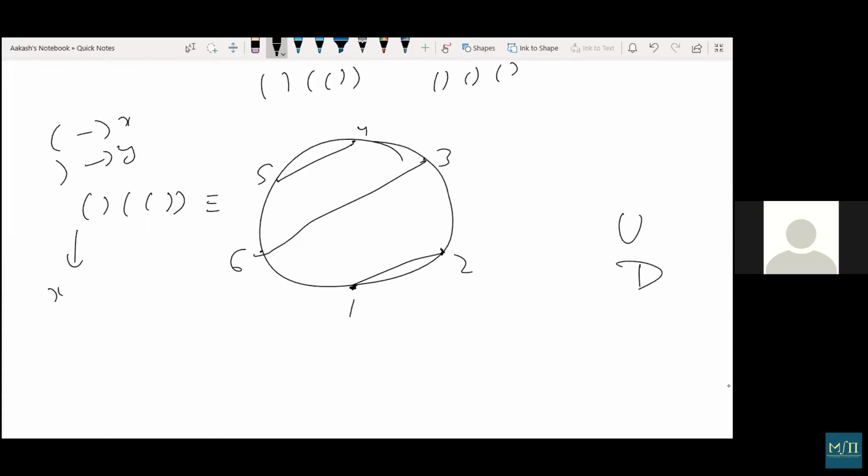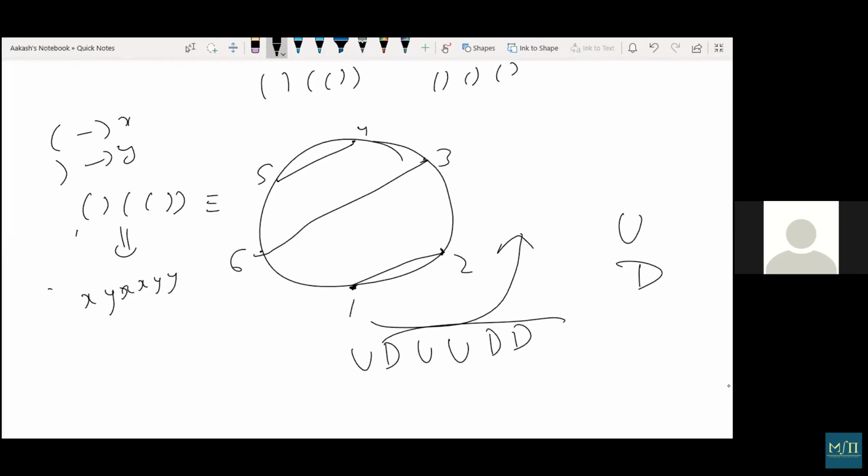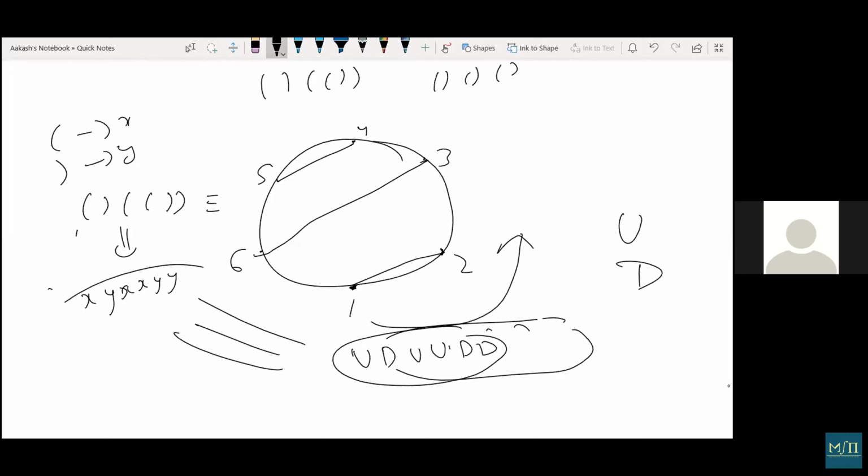So first I will just do it for this. It will be x y, x x y y. For this it will be up down. Because this will be the first pair, it will be up, down, down. Up down up up down down. So you can see you can create a bijection between this and this.